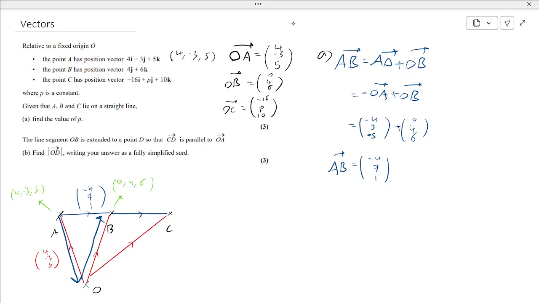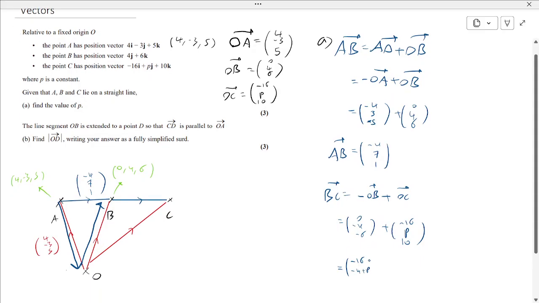This can be very similar. So AB is negative 4, 7, 1. BC, do the same thing. We will do negative OB plus OC. And what will we get here? We will get 0, negative 4, negative 6 plus negative 16, p, 10, which gives negative 16, negative 4 plus p, and 4.